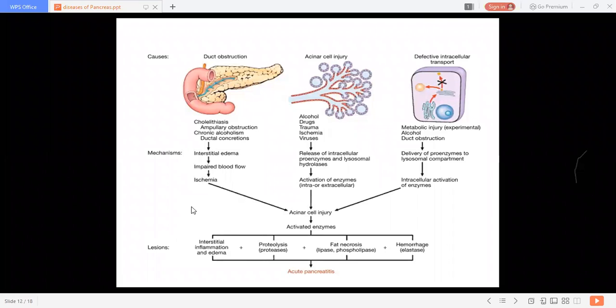Okay. Is there any query related to this part? No, ma'am. Everybody is there? No, ma'am. Okay. Just we revise our etiology of pancreatitis. Please raise your hands, then I will ask you.